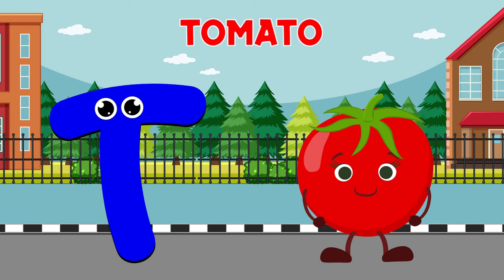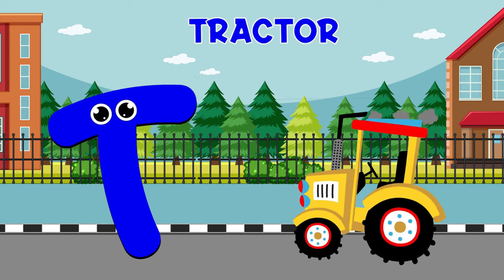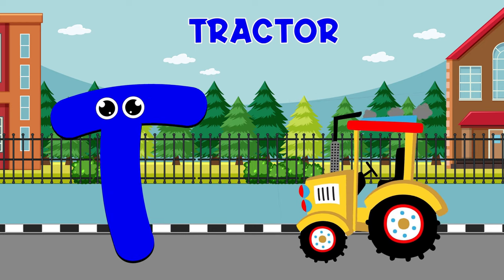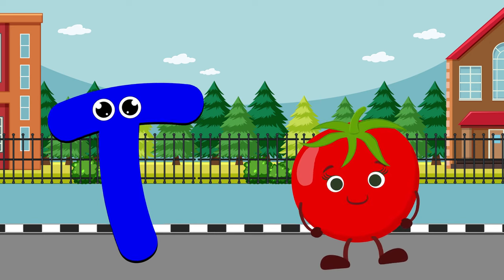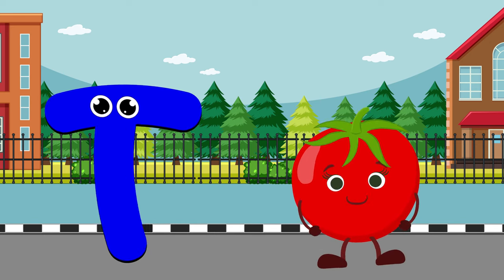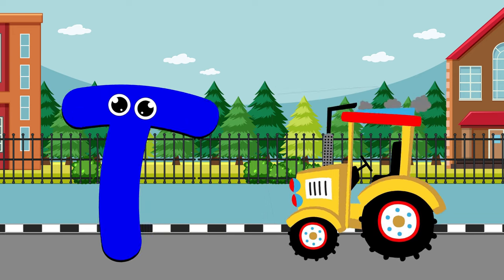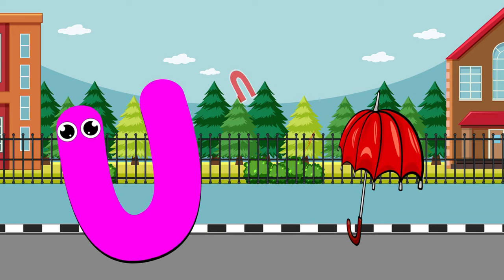T is for tractor. T is for tomato. T is for tractor. U is for umbrella.